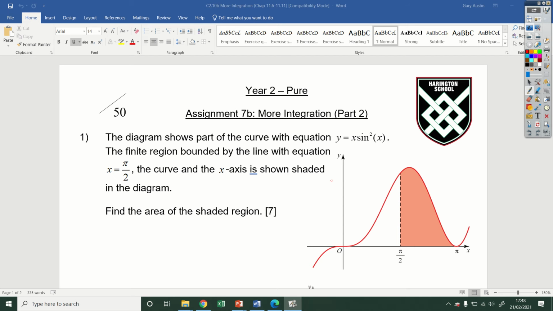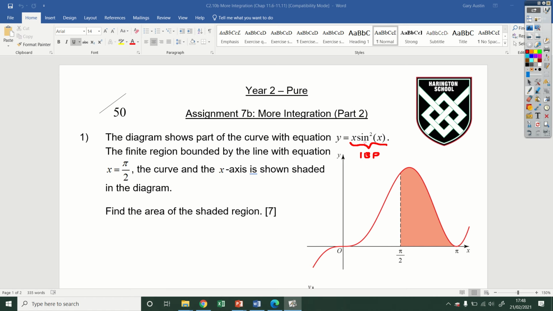Now, looking at the form of the function that you've got, it looks like this is a product of 2 different functions. And by different, I mean functions that are in different families. So x is a polynomial function, and sine squared is obviously a trig function. So it suggests here that you probably want to use integration by parts, because that deals with products of that form. Okay, and then that's 7 marks.